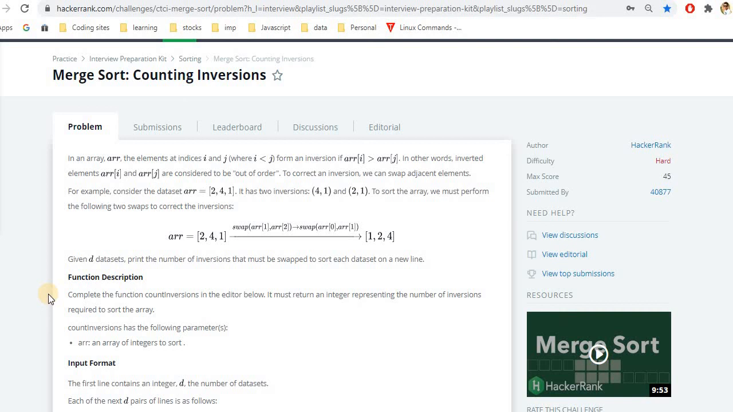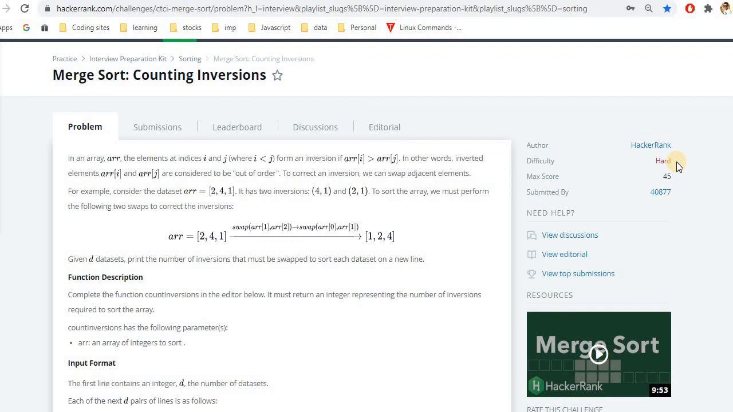Merge sort, a sorting technique, and here we need to find counting inversion. This particular problem is in the sorting section in the HackerRank Interview Preparation Kit series, and I think this is the first problem which has a difficulty of hard in the series, and we'll surely solve it. And I'll try to make it as simple as possible.